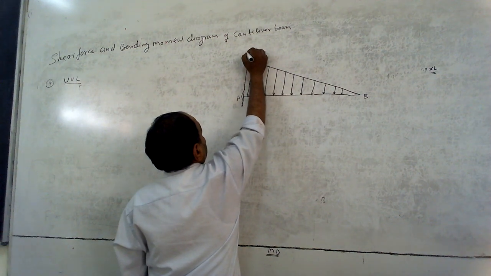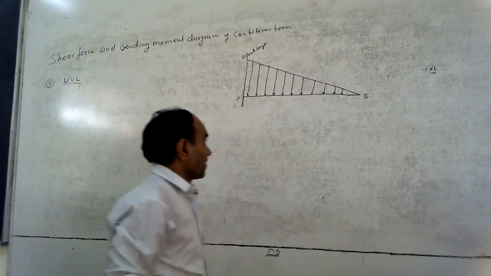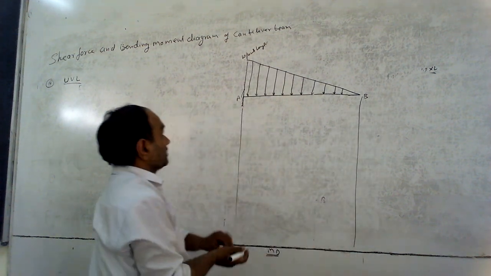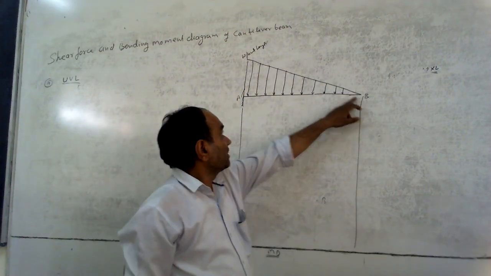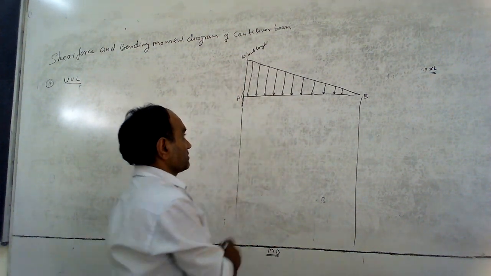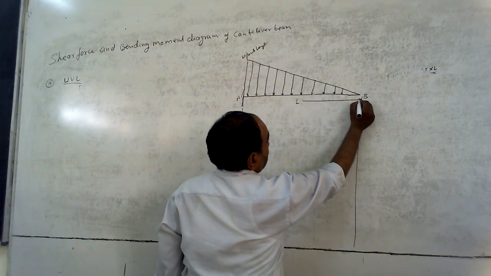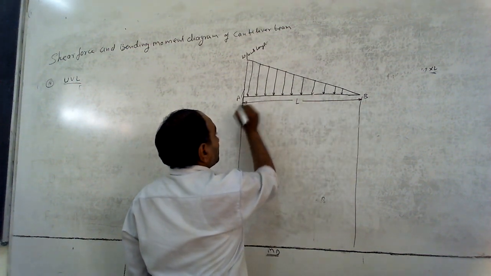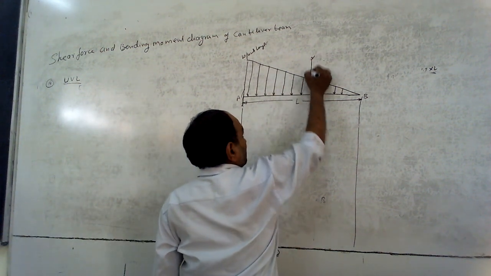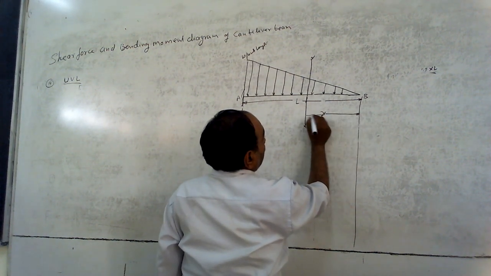Here is W per unit length intensity. Here the load is varying from 0 to maximum W intensity. Here the load is 0 and here the load is W. So how to draw the shear force and bending moment diagram of this type of question? The length of the beam is L, and now consider the section XX at a distance x from the free end.